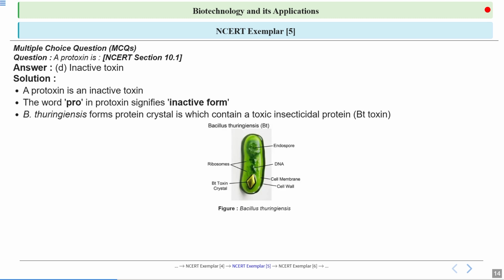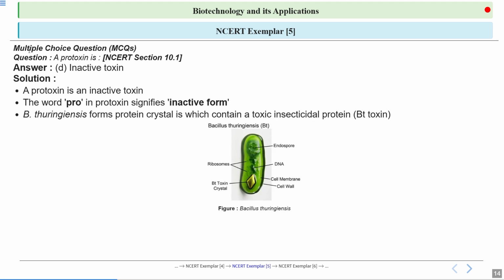How can it get activated? It can get activated when it gets an alkaline pH. Alkaline pH means a more basic environment. And where can it get this alkaline pH? It gets its alkaline pH in the gut of insects.